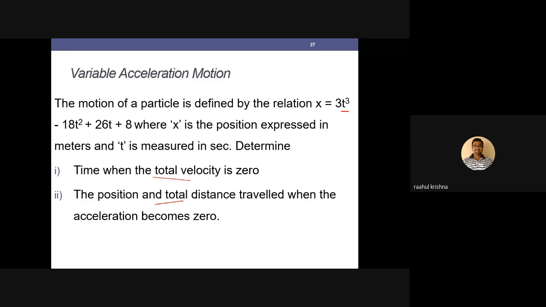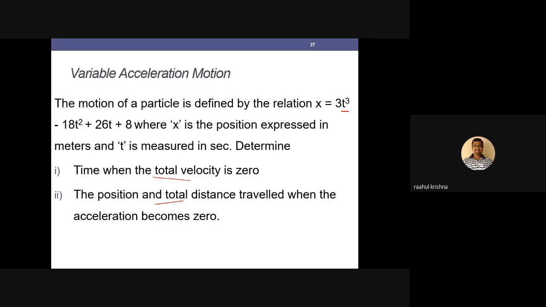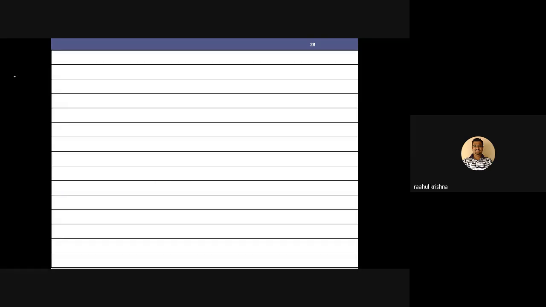This is actually one of the recent questions in the university examination, so you can keep note of that as a recent important question. To start with, my relation of x is 3t cube.